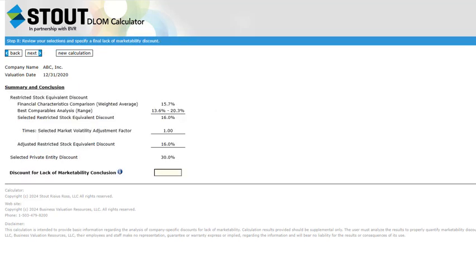In this final step, you select your discount for lack of marketability conclusion, which may be your selected private entity discount or a value that is above or below that figure. The Stout Companion Guide provides additional considerations to take into account when selecting your discount for lack of marketability conclusion. After you have entered your conclusion and click Next, you will have completed your calculation.